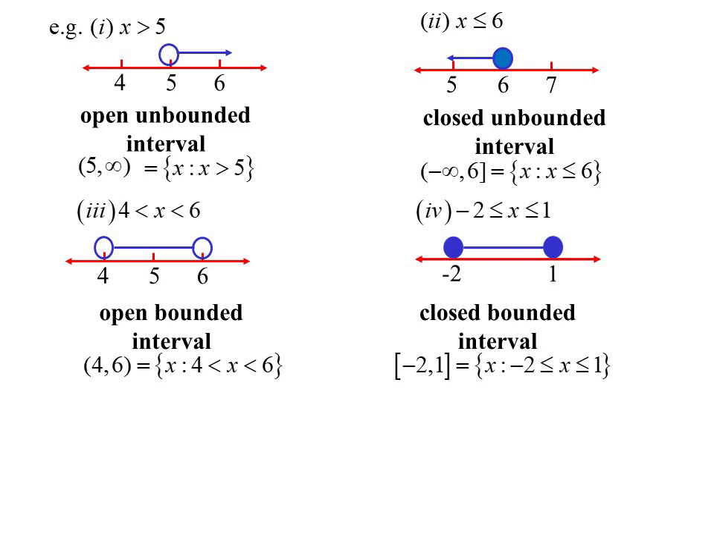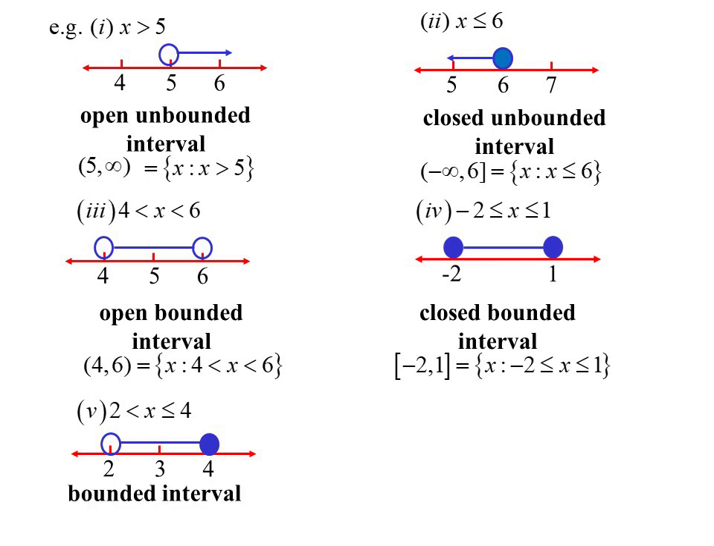Which brings us to something like this, where one endpoint is included and one is not. So what do we call this? Well, it's simply bounded. We don't say open or closed because what is it? One side's open, one side's closed. It's just a bounded interval. And there it is in its different notations.